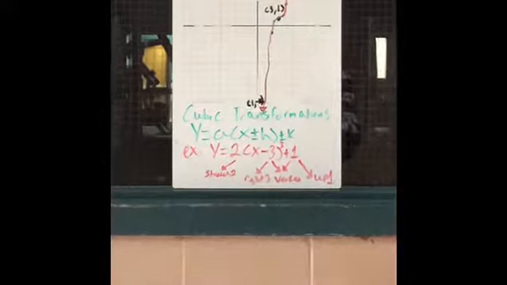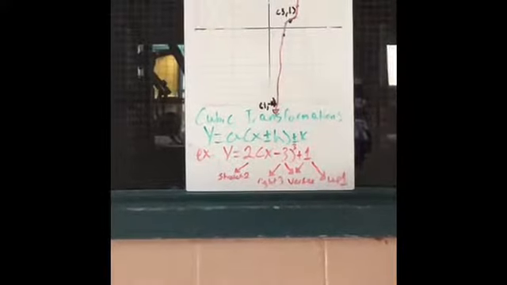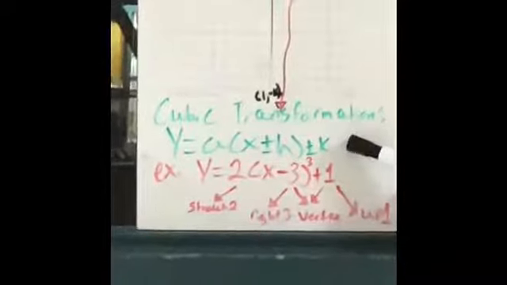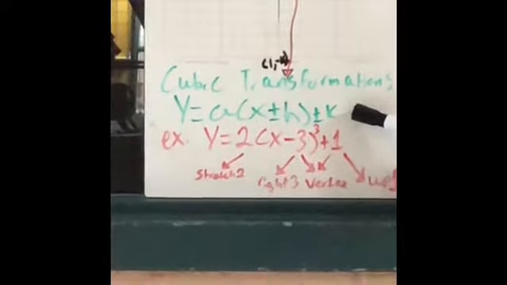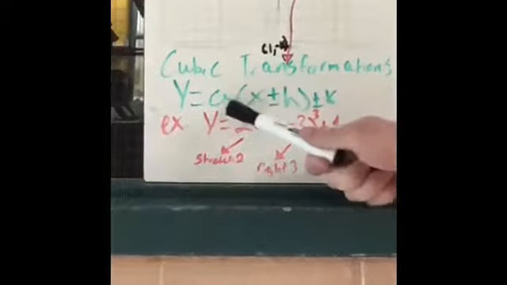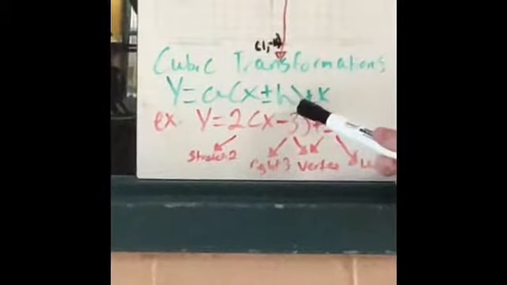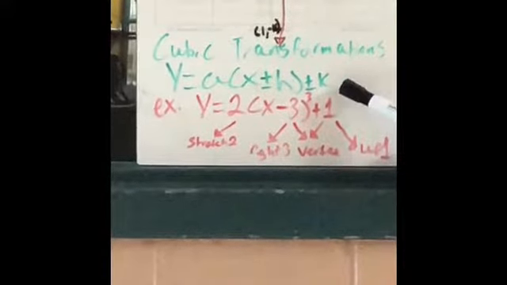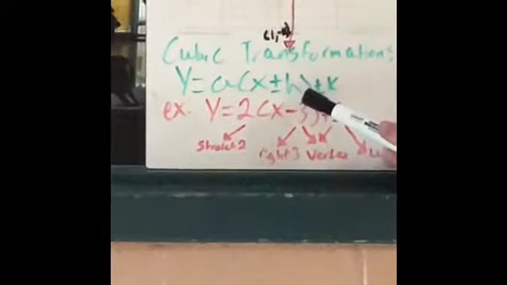Today we're going to be learning about cubic transformations. This determines whether the graph is going to be a stretch or compression, whether it'll move left or right, or if it moves up or down. So the basic equation for this is y equals a(x plus or minus h) plus or minus k. The a value is going to give you your stretch or compression. The h is going to determine whether it's going to move left or right. It'll move right if it's minus, and if it's plus, then it'll move left.